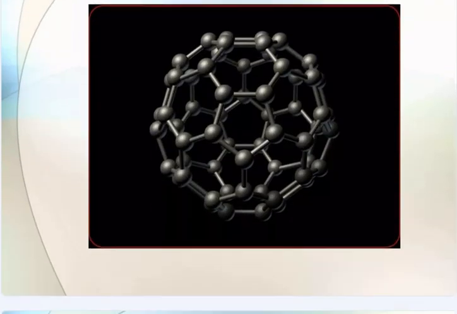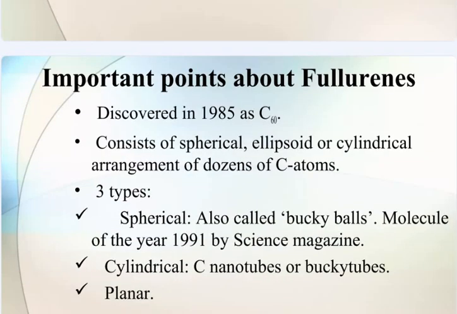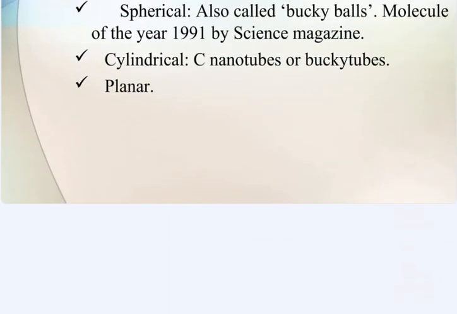This is the structure of fullerene. Important points about fullerene: discovered in 1985 as C60, consists of a spherical, ellipsoid or cylindrical arrangement of dozens of carbon atoms. 3 types: spherical, also called buckyball, molecule of the year 1991 by Science magazine; cylindrical, carbon nanotube or bucky tubes; and balloon.